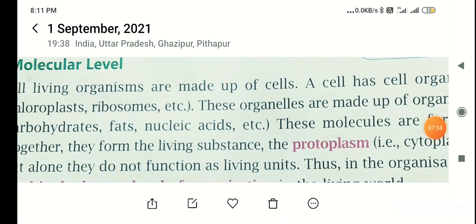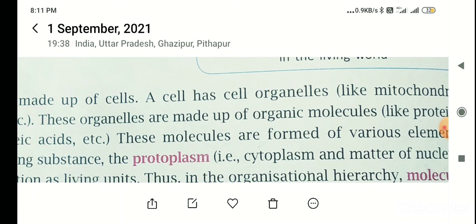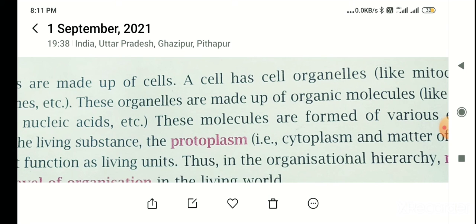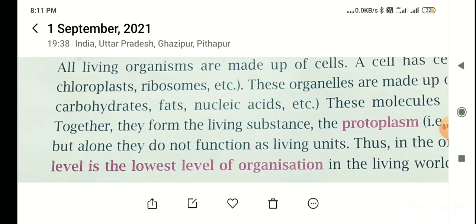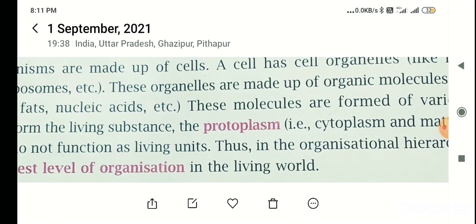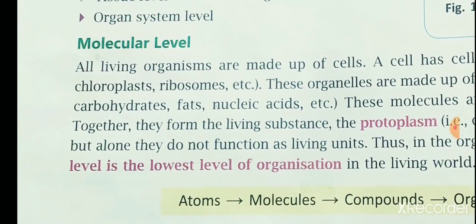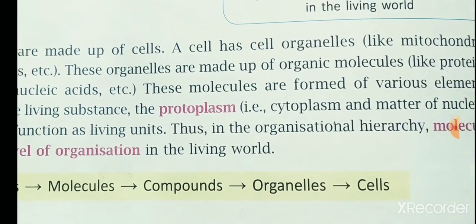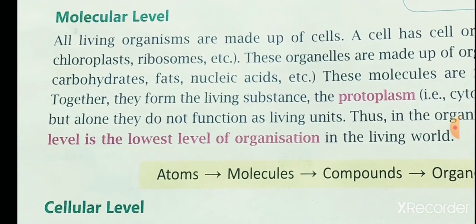All living things are made up of cells, we know till now. A cell has organelles like mitochondria, chloroplast, ribosomes, etc. These cells are made up of organic molecules like proteins, carbohydrates, fats, nucleic acids. The molecules are formed by various elements. Together they form the living substance, the protoplasm, for example the cytoplasm and matter of the nucleus. But alone they do not function as a unit.